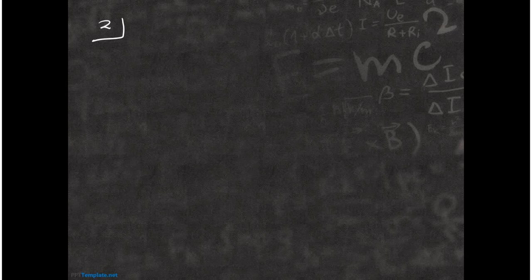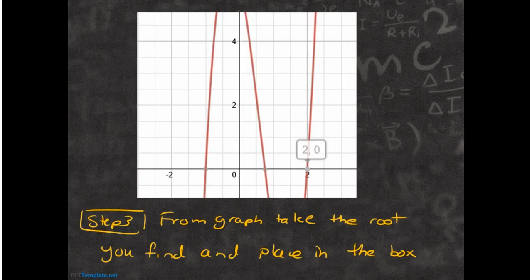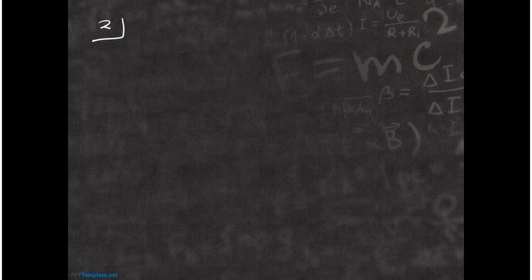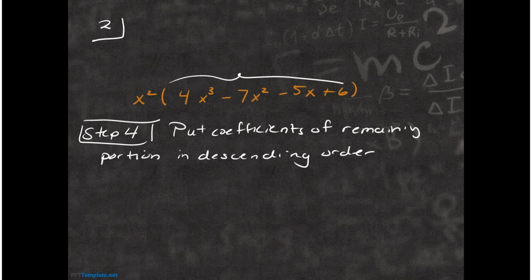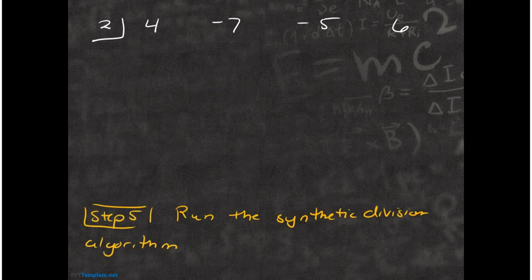So the next step is to use synthetic division. You want to take the root from that graph, which is 2, and put it up in the jury box. And then you'll take the coefficients of that remaining portion, the 4x cubed minus 7x squared minus 5x plus 6, and line them up. And now we're going to run the synthetic division algorithm. The first step is to move that 4 down, straight down, and then you're going to multiply the 4 and the 2 to get 8. Then you're going to add that 8 and the negative 7, you get 1.